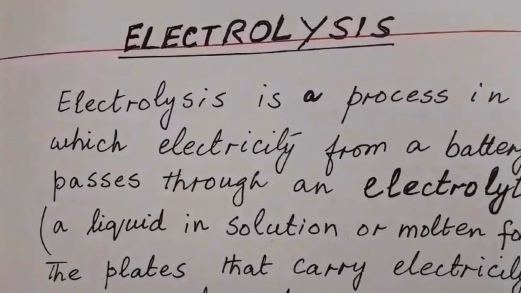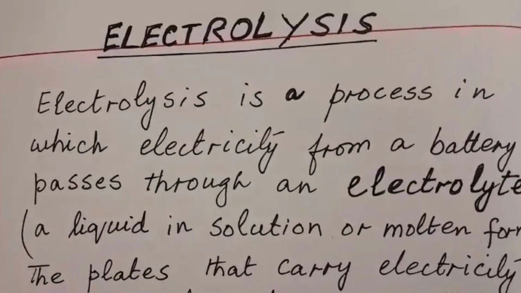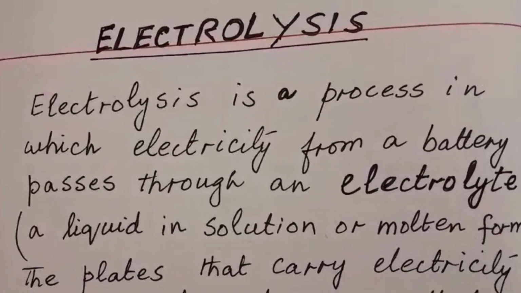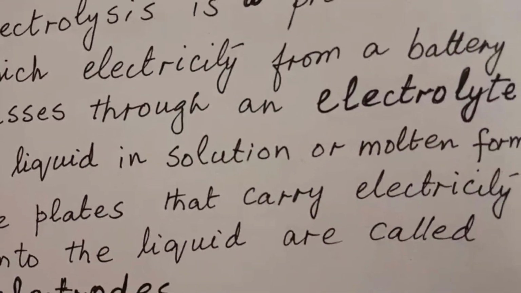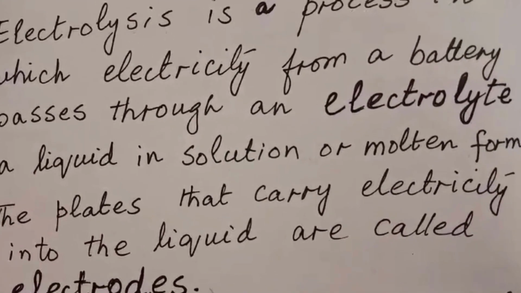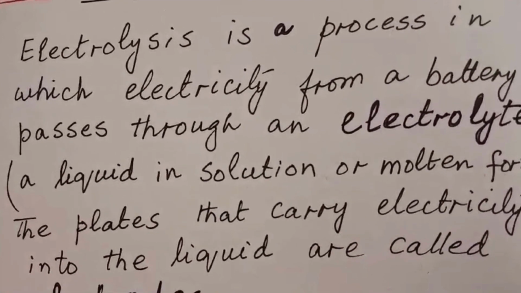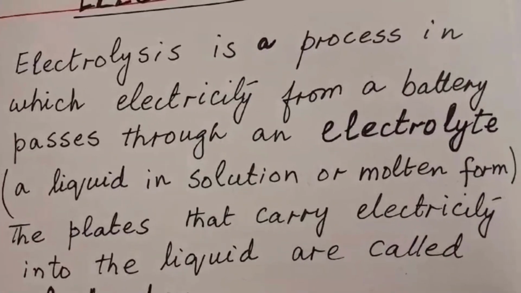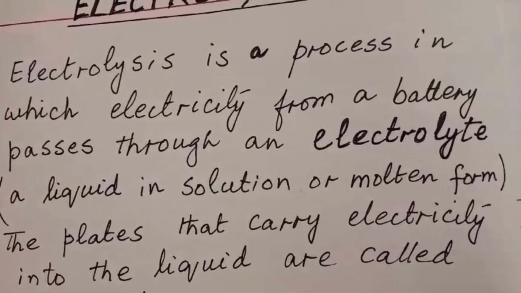Electrolysis is a process in which electricity from a battery passes through an electrolyte, which is a liquid in solution or molten form. The plates that carry electricity into the liquid are called electrodes. Electrodes are generally made up of metals, and they can also be a non-metal like graphite because it is a conductor of electricity. Graphite is a carbon.